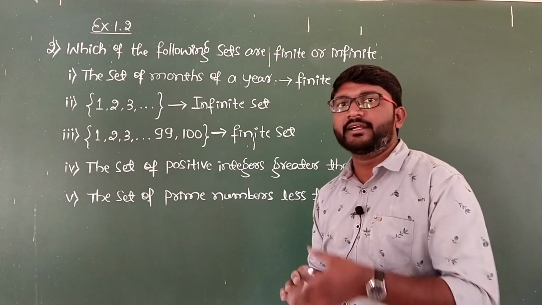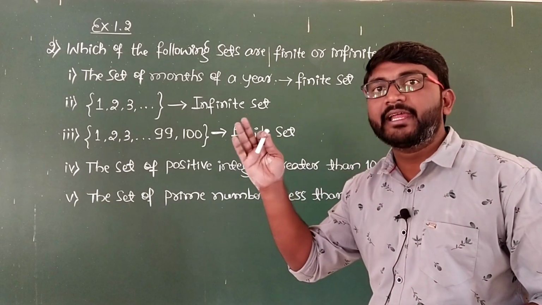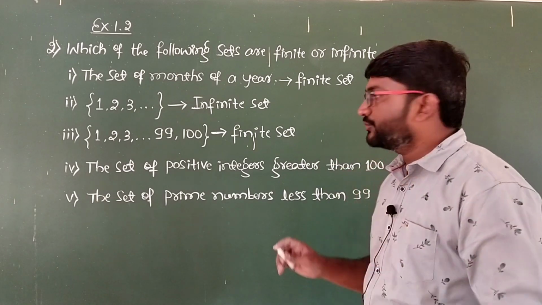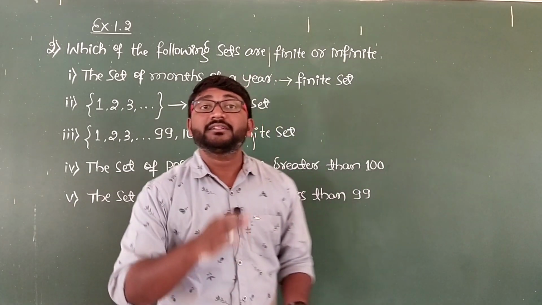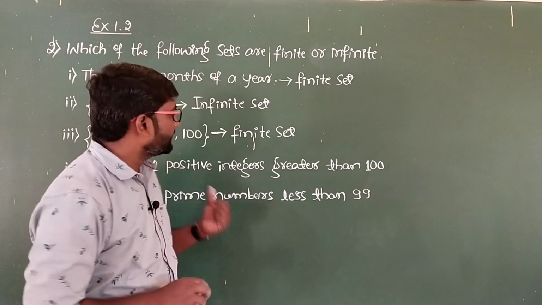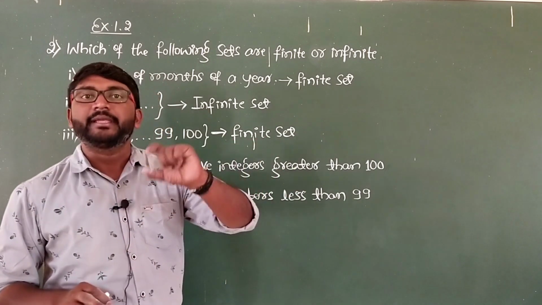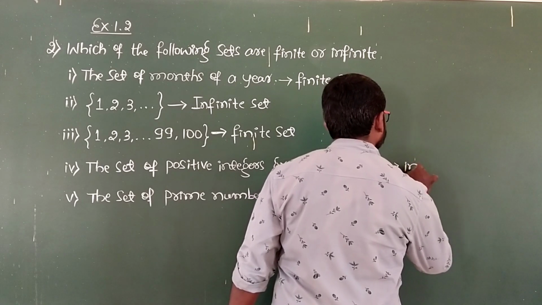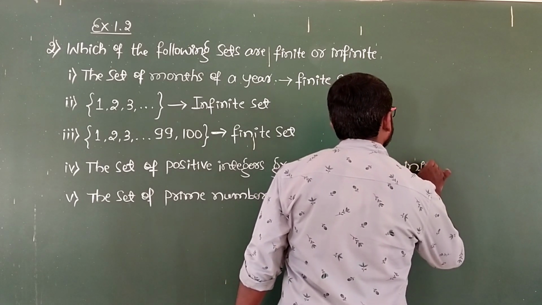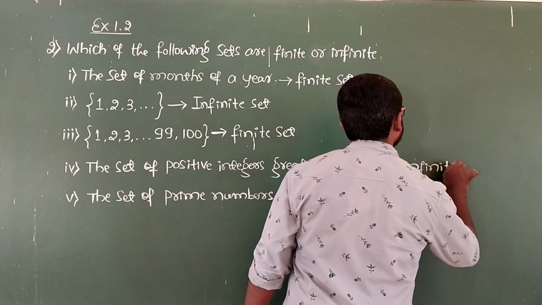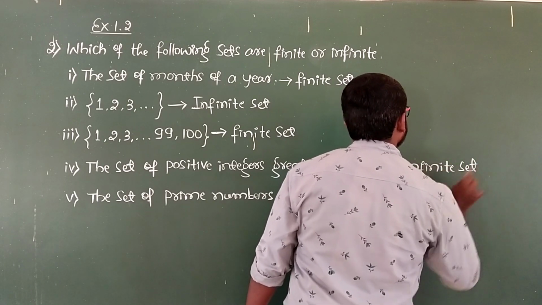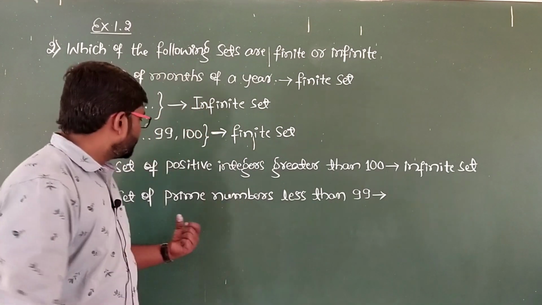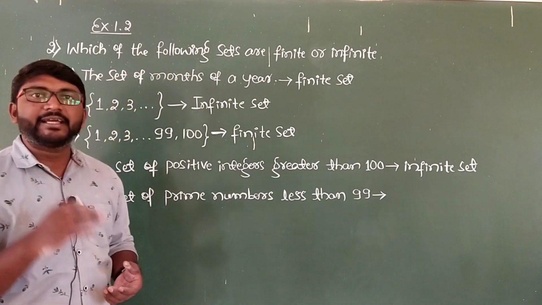Then take up the Roman number 4, the set of positive integers greater than 100. Greater than 100 means you will have an infinite number of positive integers. So this has an uncountable number of elements. That is why Roman number 4 is an infinite set. Then check the last one, the set of prime numbers less than 99.